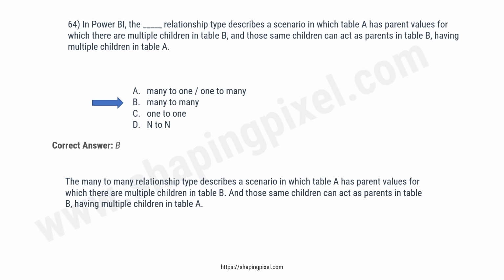The many-to-many relationship type describes a scenario in which table A has parent values for which there are multiple children in table B, and those same children can act as the parents in table B, having multiple children in table A.